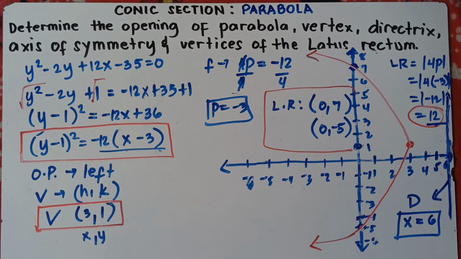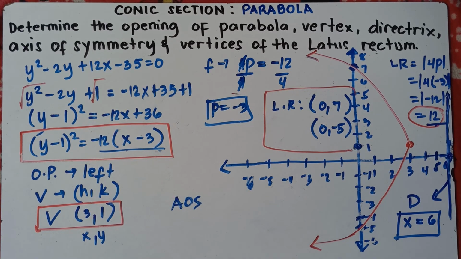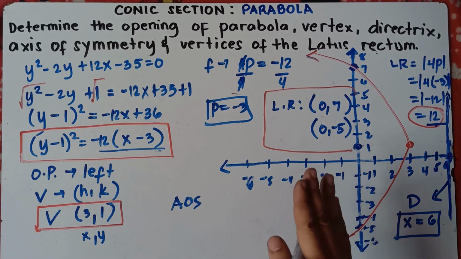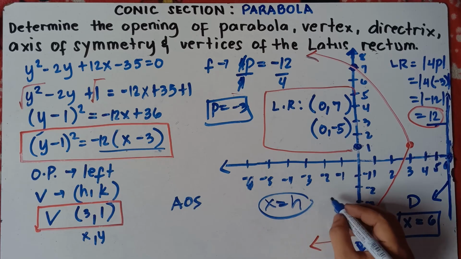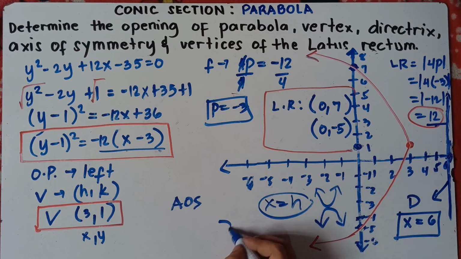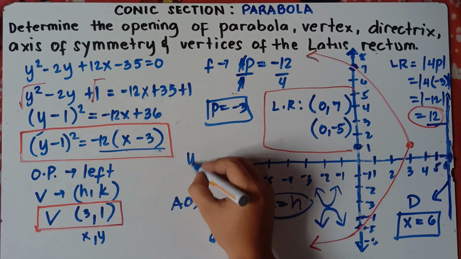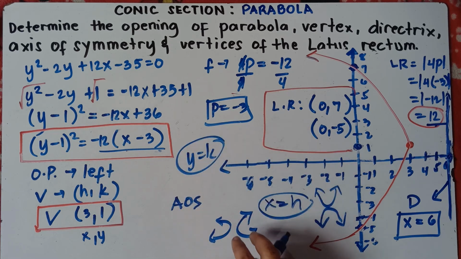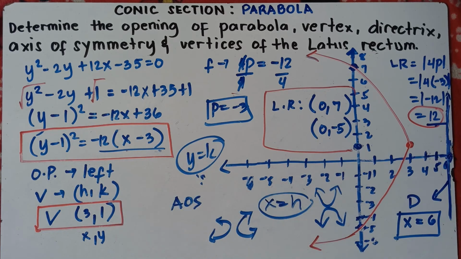Now, to get the axis of symmetry, class, if your parabola opens up and down, your equation would be x equals h. Now, if your parabola opens left and right, your axis of symmetry would be y equals k. So therefore, since our parabola opens to the left, this will be our equation for the axis of symmetry.